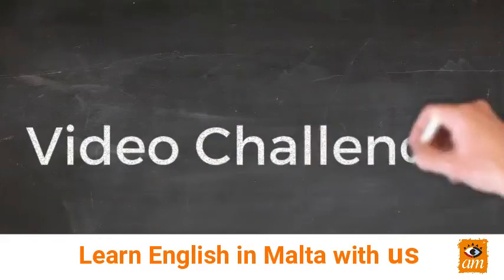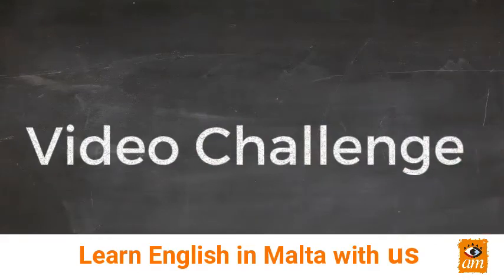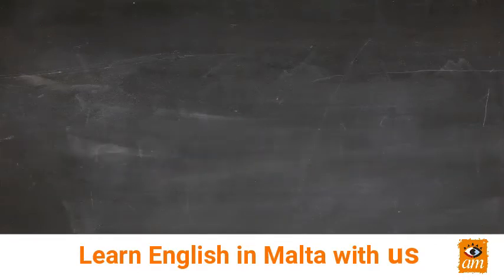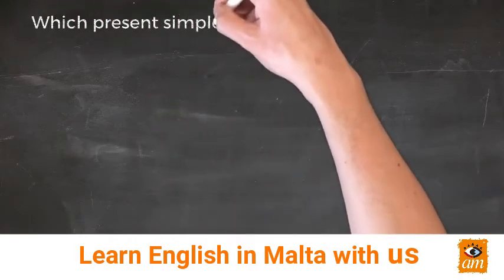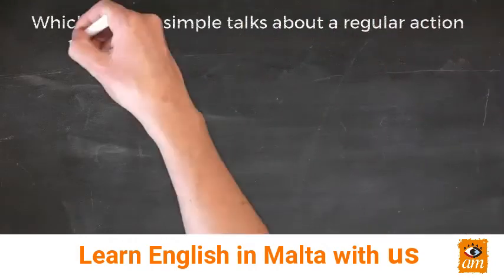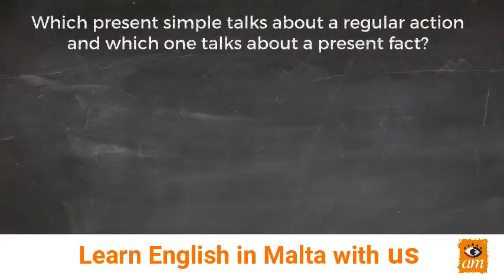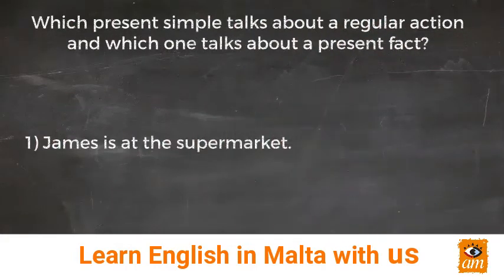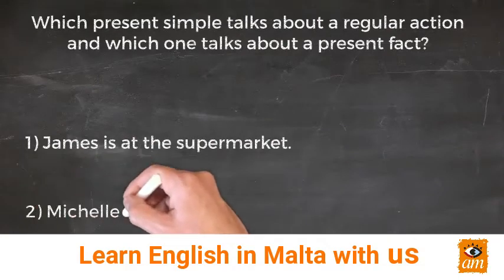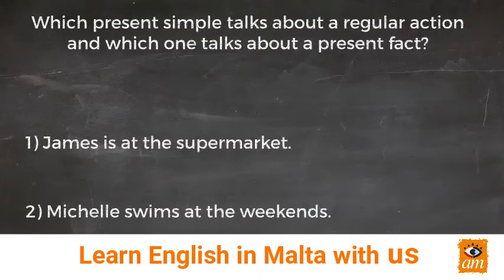Video challenge. Which present simple talks about a regular action and which one talks about a present fact? 1. James is at the supermarket. 2. Michelle swims at the weekends. Which one is which?